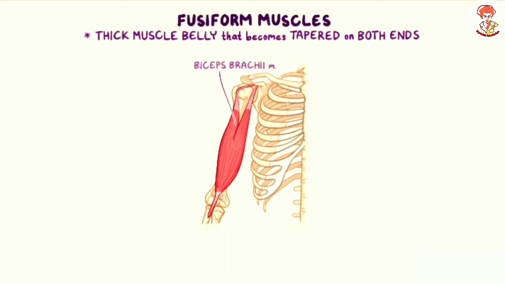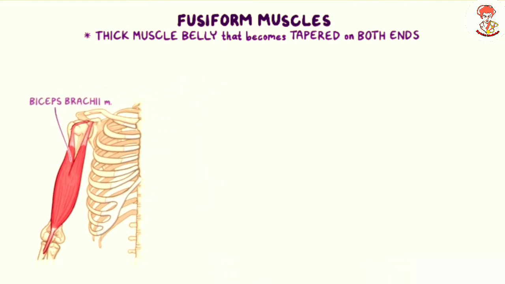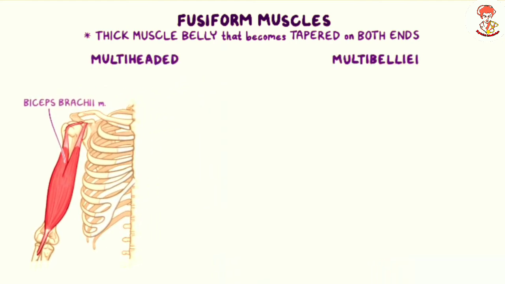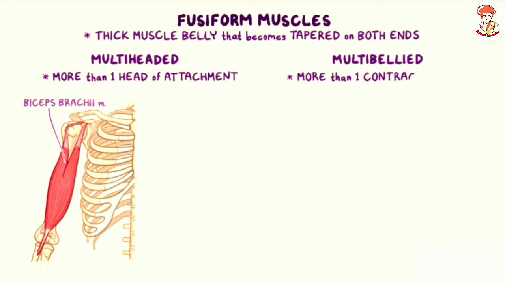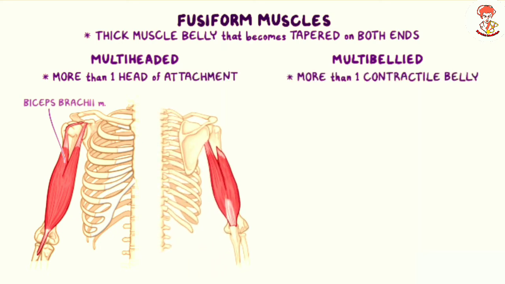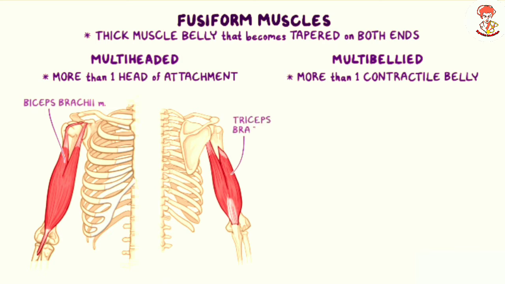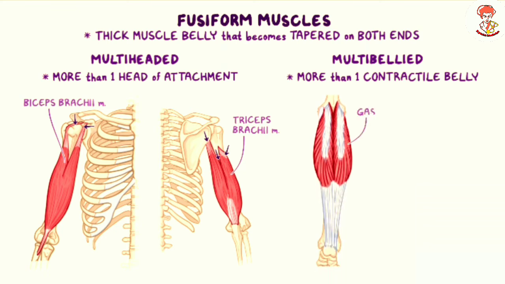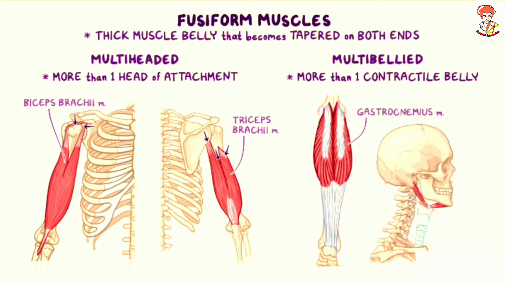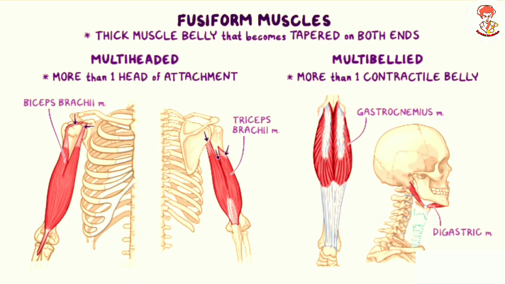Speaking of biceps brachii, multi-headed or multi-bellied muscles have more than one head of attachment or more than one contractile belly. Both the biceps brachii and the triceps brachii have two and three fusiform heads respectively, and thus could also be referred to as multi-headed. Examples of multi-bellied muscles include the gastrocnemius muscle in the leg or the digastric muscle under the jaw, which both have two bellies.